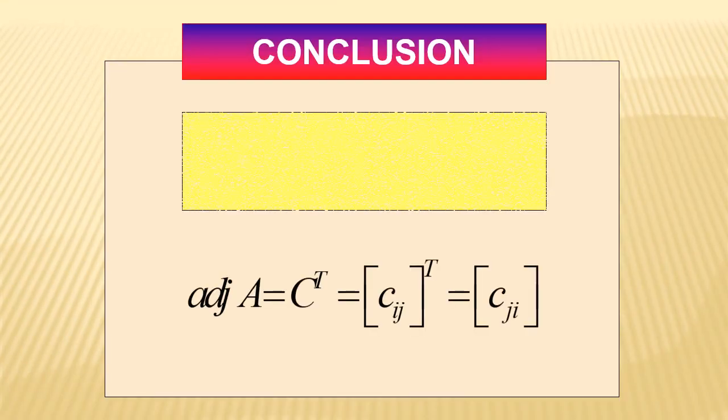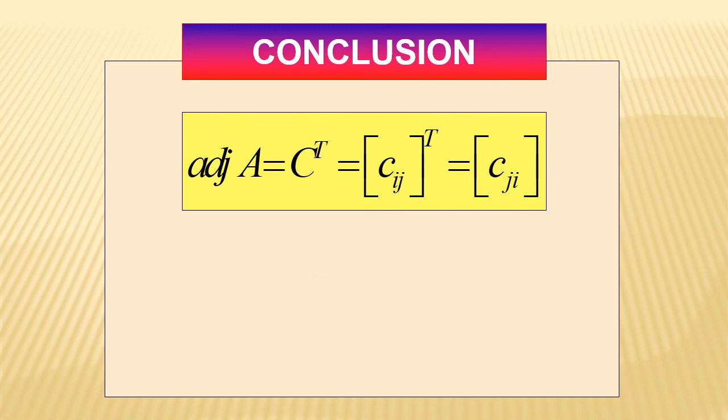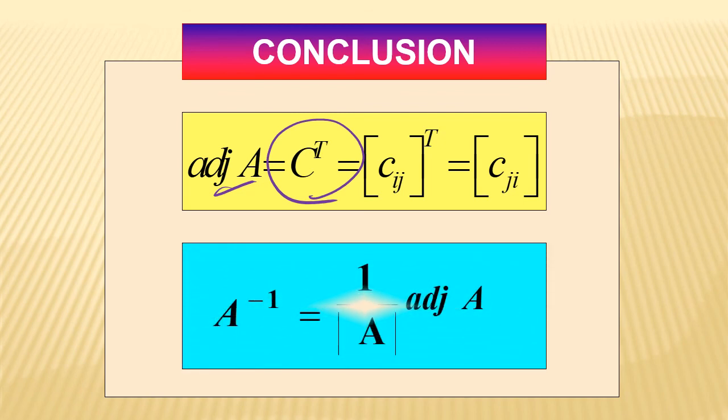So, conclusion. We can use two methods to find the A inverse. The first one is to use the adjoint method, where adjoint is the cofactor transpose. We also know how to find the inverse by using the adjoint method with this formula: 1 over determinant of A multiplied with adjoint A. The other method is to use the AB equal to KI property.